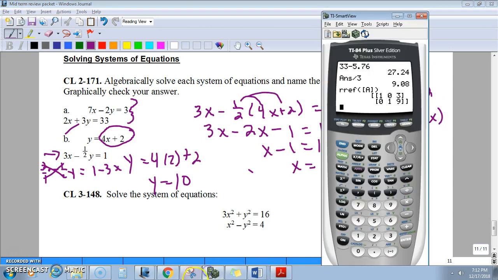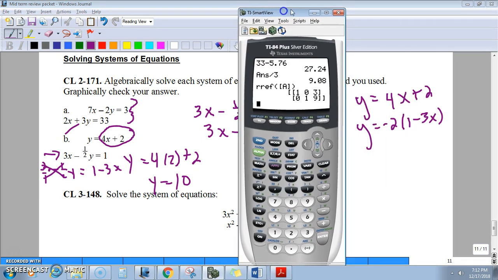Now we can enter these into the y equals, and where they cross is where the answer is going to be. So 4x plus 2 in the first one, and negative 2 parenthesis 1 minus 3x parenthesis. I'm just going to start out Zoom 6 standard 1, see how it goes from there.